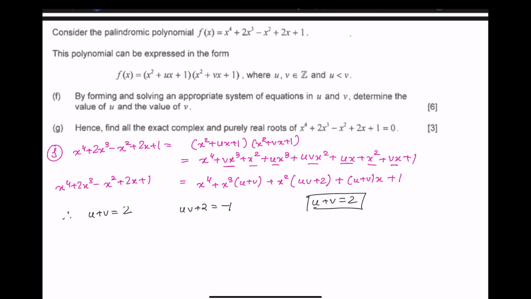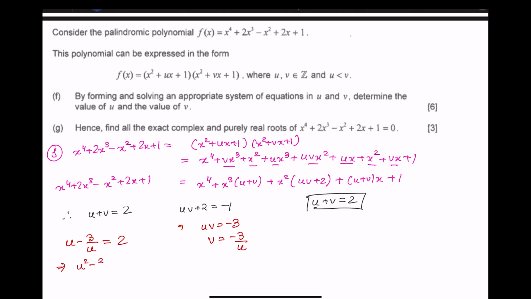Now we'll solve these two equations, u plus v equals 2 and uv plus 2 equals 1, to solve for the values of u and v. So first I'll start with this equation. uv would be equal to negative 3, and v is equal to negative 3 over u. Now I'll plug in the value here: u minus 3 over u equals 2.